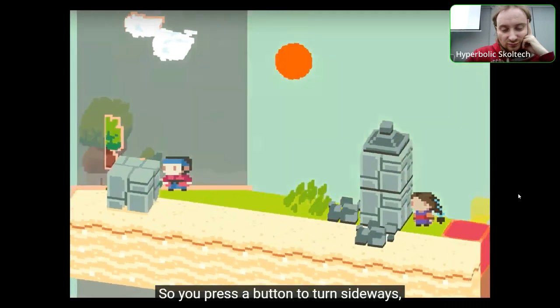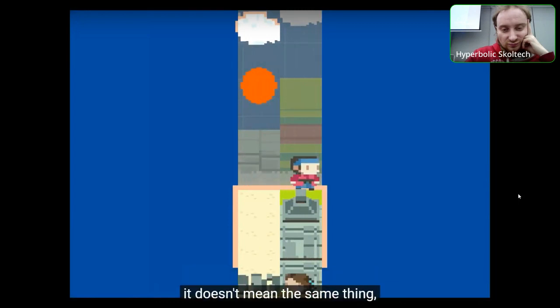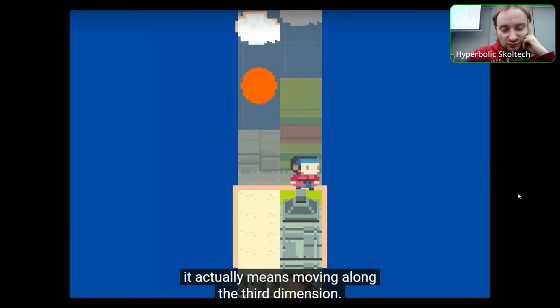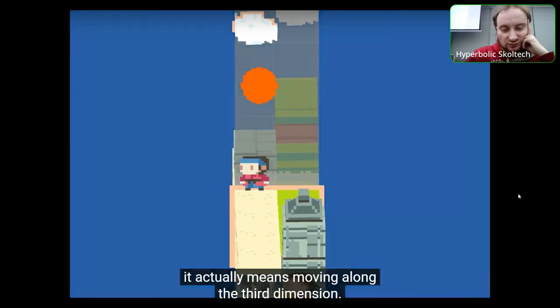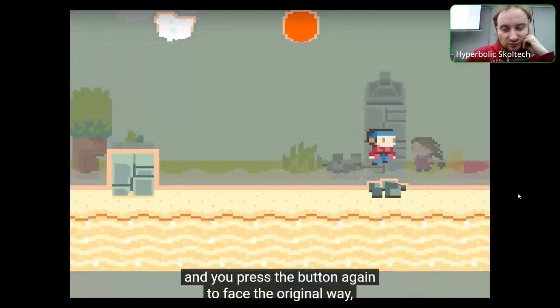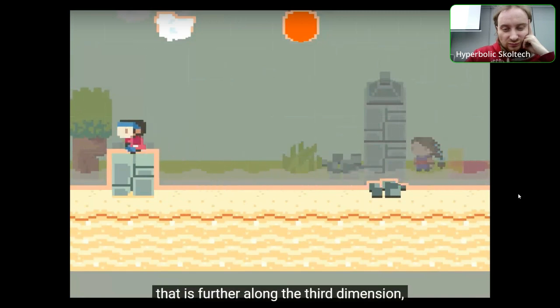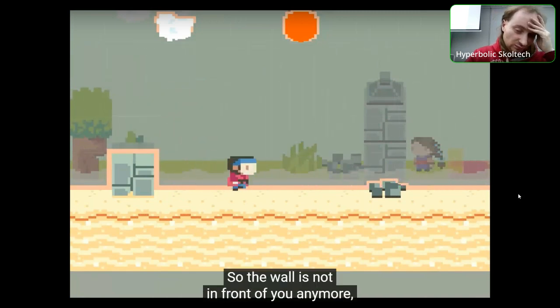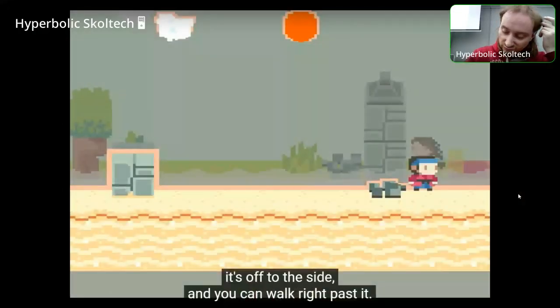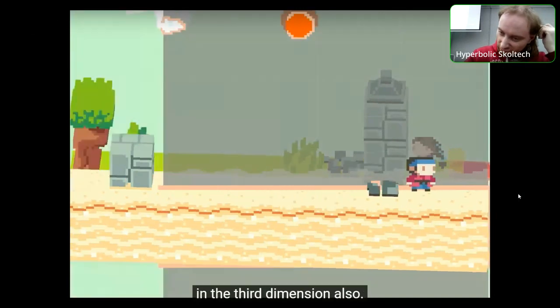So you press the button to turn sideways, and now when you're moving left and right, it doesn't mean the same thing. It actually means moving along the third dimension. So you take a few steps, and you press the button again to turn back, but now you're in the world that is further along the third dimension. So the wall is not in front of you anymore, it's off to the side, and you can walk right past it. You notice that some rubble is falling off the wall in the third dimension also.